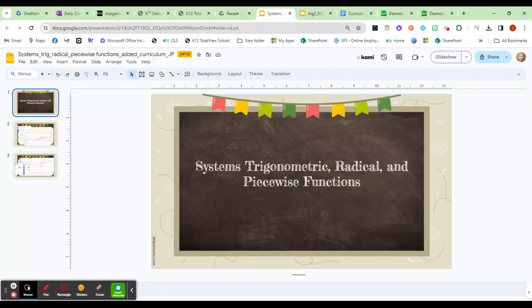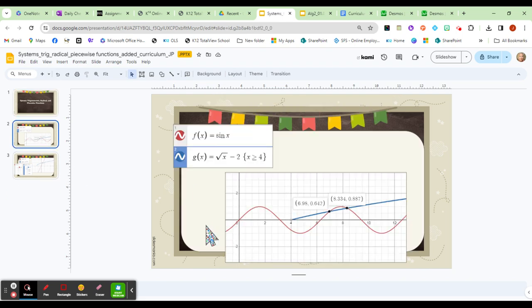In this short video, we're going to look at systems that are trigonometric, radical, and piecewise functions, or really a combination of these three. The first example that I wanted to show you is a system. And remember, that just means more than one equation. So we have two equations here, so that puts that in a category of a system.